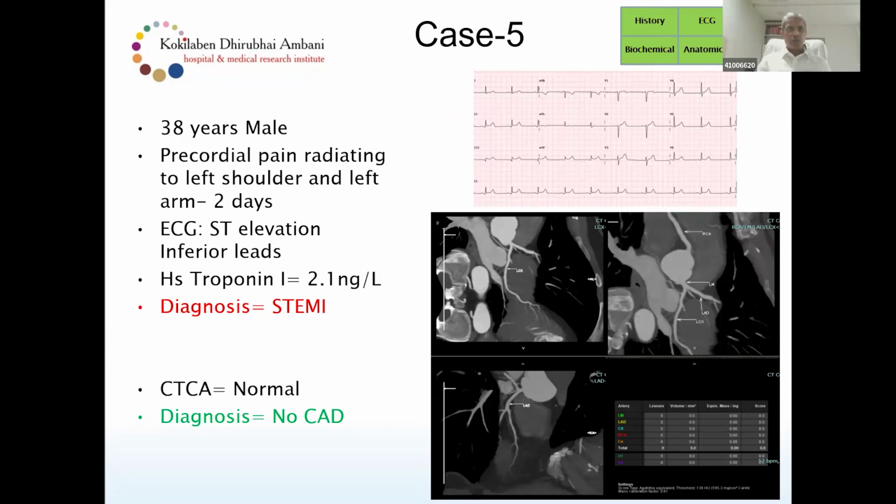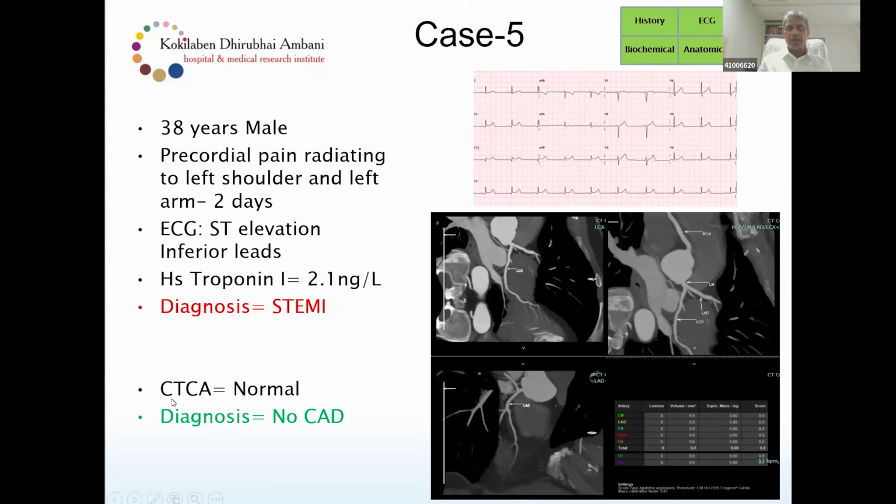So this is a 38-year-old male, with precordial pain radiating to the left shoulder and left arm for 2 days. This is a typical description of anginal pain. The ECG showed ST elevation in inferior leads. You can see that there is a subtle elevation of the ST segment in leads 2, 3, and AVF. The HS troponin was normal, but the clinical diagnosis was STEMI because of the typical pain and an ECG showing ST segment elevation in inferior leads.